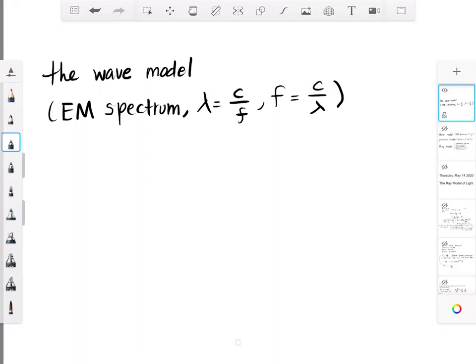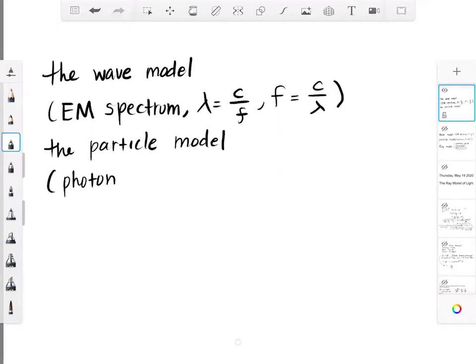After that, we were talking about the photon model, or I should say the particle model. So the particle model was what we were talking about, the particle known as the photon, which is a single particle of light. And we were able to look at its energy, hf, which came from the theories from Max Planck and Albert Einstein.